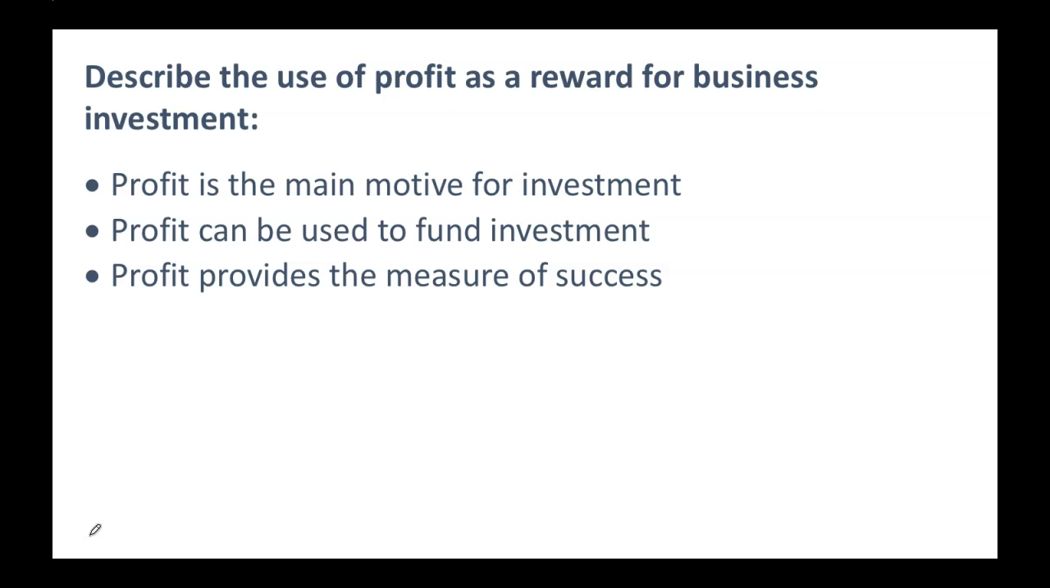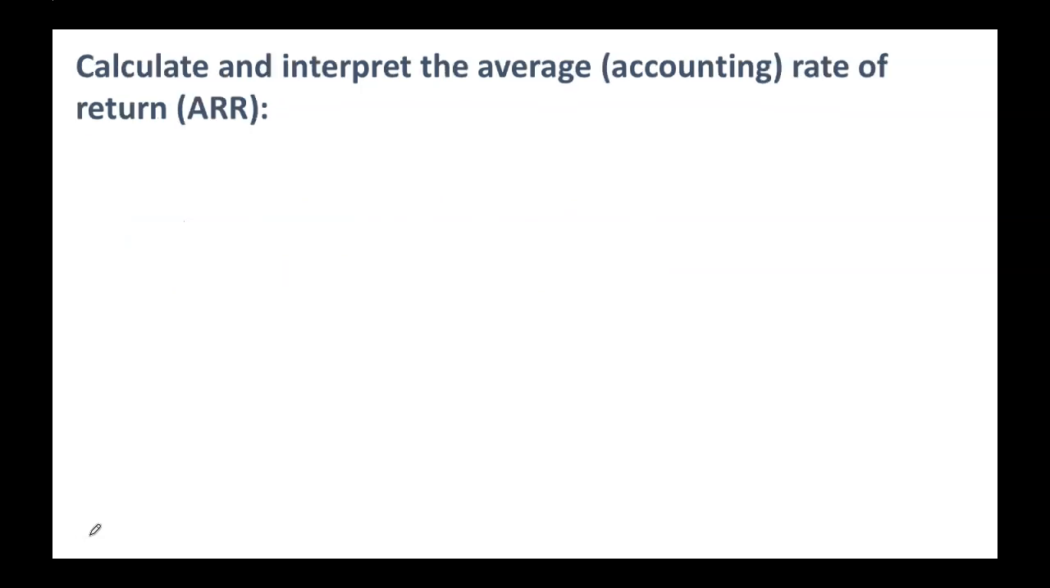About 50% of investment comes from profit, and 50% usually comes from loaned money, borrowed money, and it can provide a measure of success as well for the entrepreneur to see how successful they are. So one way to look at the profitability of an investment is to try and predict what the average rate of return, the ARR, would be.